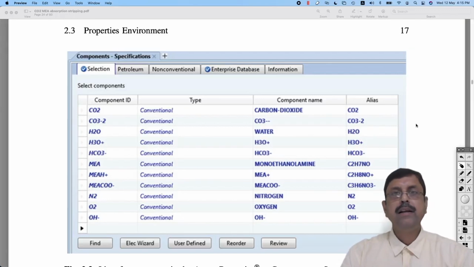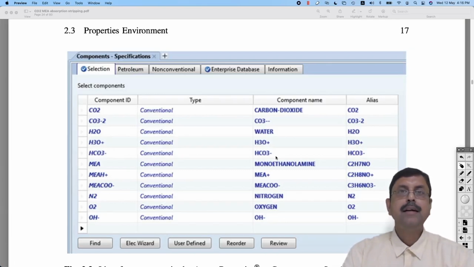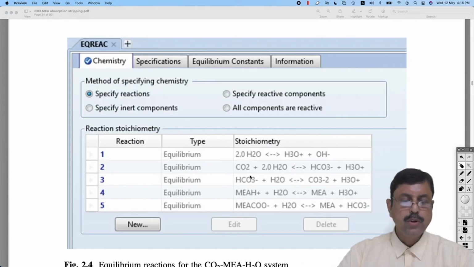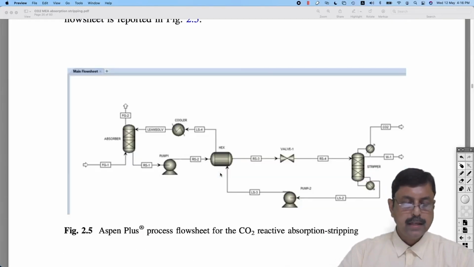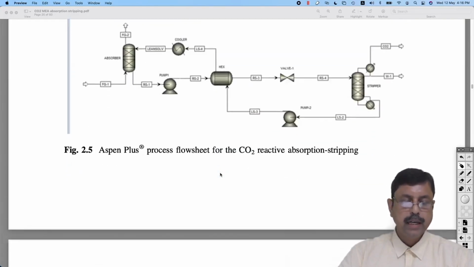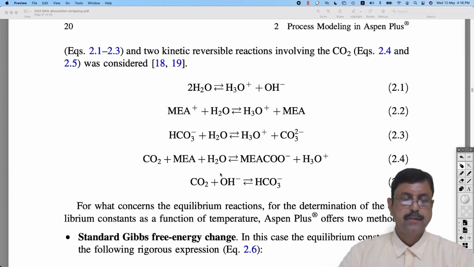Because ionization will take place, there are reactions that will happen in reactive absorption where CO3 minus minus ion or H3O plus ion or HCO3 minus ion, they will be produced. So they have to be inserted in the component list in order to run the simulation properly. And these are the stoichiometry that has to be inserted in the simulation window. And this is the process flow sheet. We'll come to it later. So these are the chemical reactions.